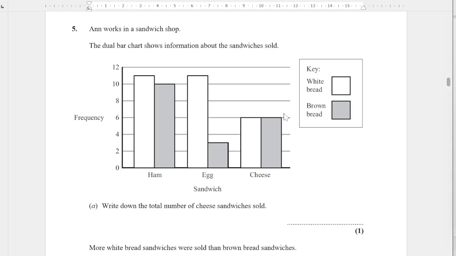And question 5. Anne works in a sandwich shop. This dual bar chart shows the information about sandwiches sold. We've got white bread, brown bread. Write down the total number of cheese sandwiches sold. So we have 6 white cheese and 6 brown cheese. So we've got 6 plus 6. So we've got 12 sandwiches.